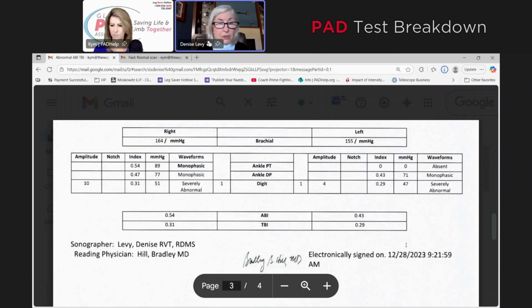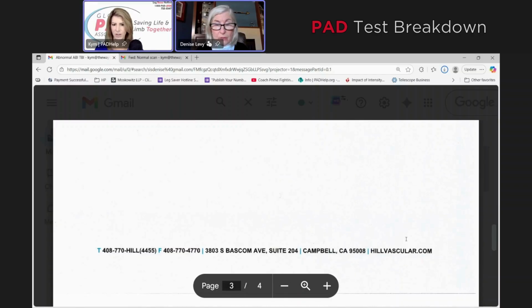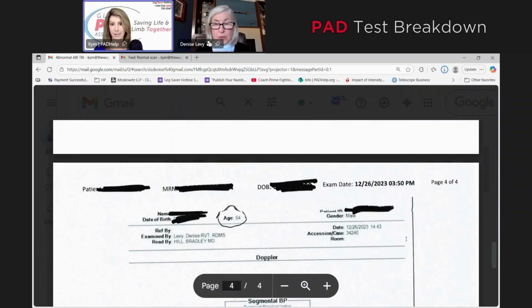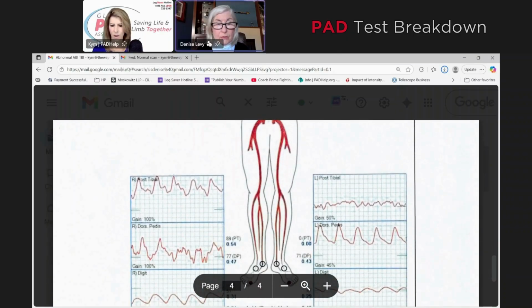If you go down a little bit, you'll see the occlusion is absent on the left posterior tibial, monophasic, and none of the waveforms are normal. The waveforms are showing proximal occlusive disease. When you get that kind of waveform and that kind of pressure, and go down a little bit more, you'll see the waveforms. And I would imagine if it says severely abnormal waveforms, that's not a good sign.